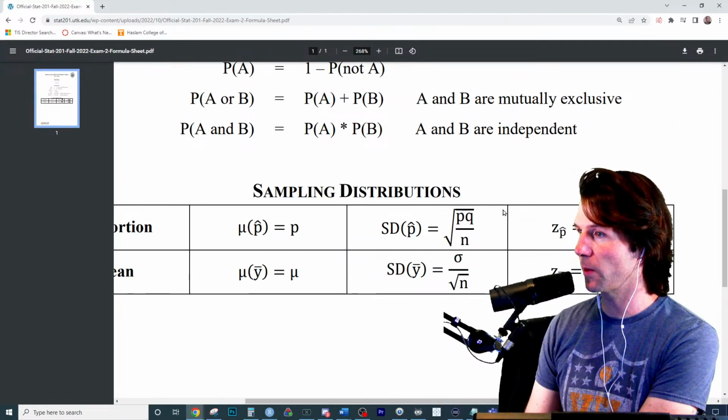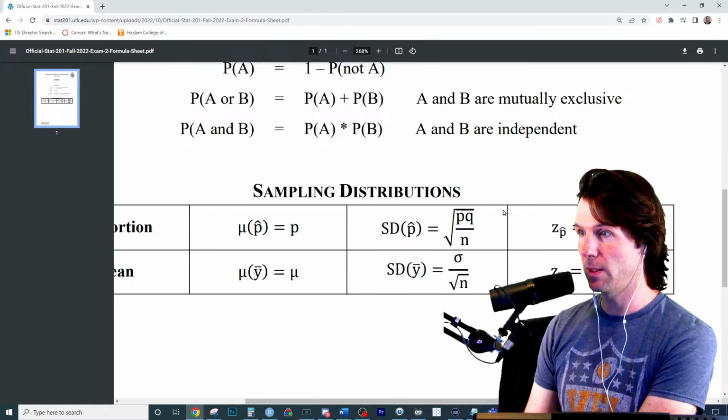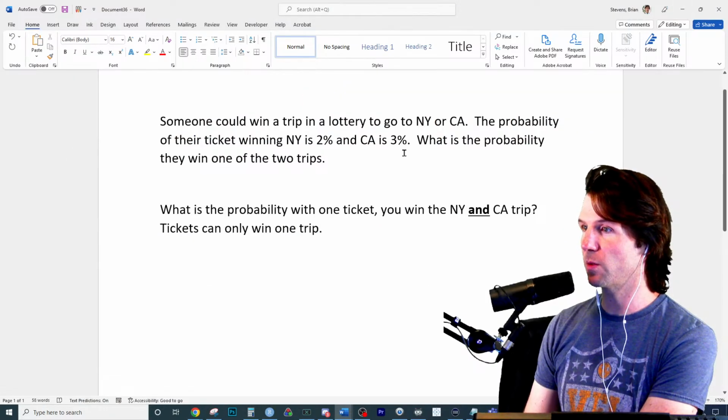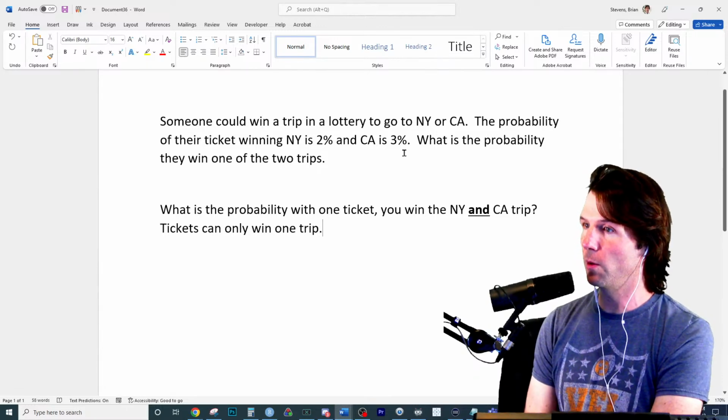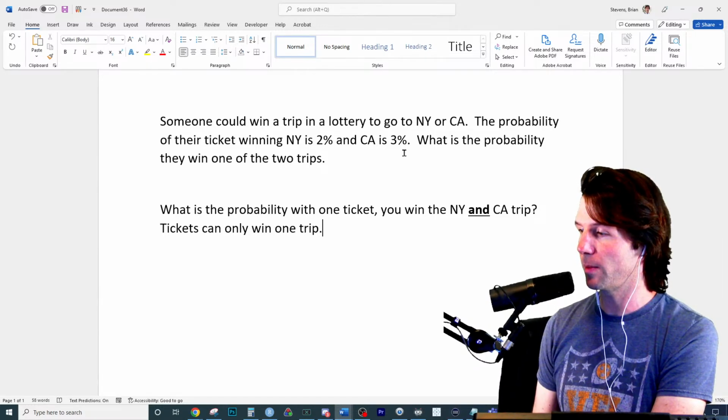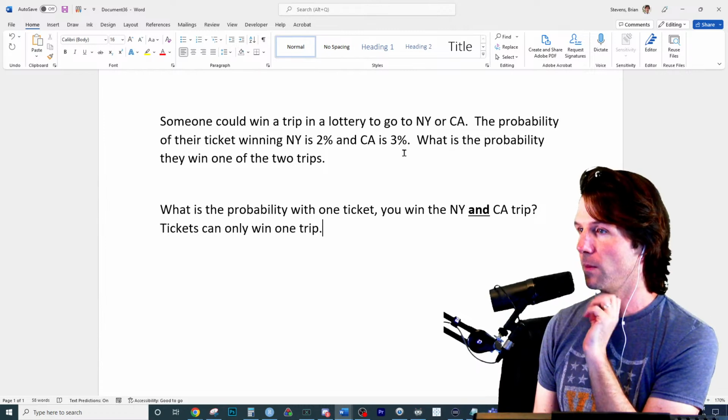We can only multiply things when what? When they are independent, right? So if somebody won the New York trip, what would you know? Like someone's like, I just won the New York trip on my ticket. What would you know about them winning the California trip?